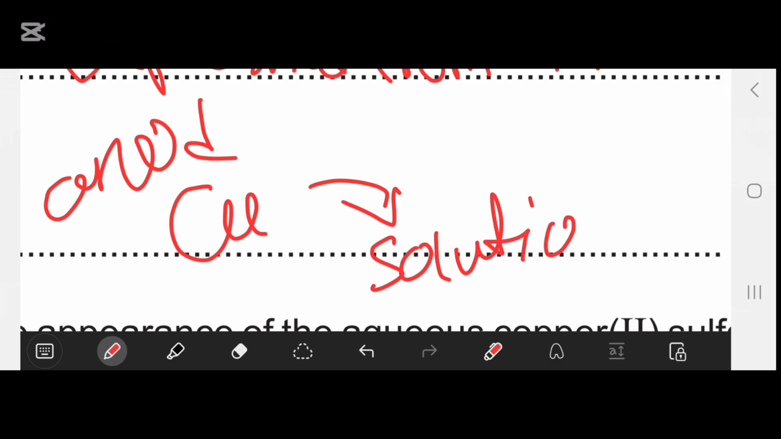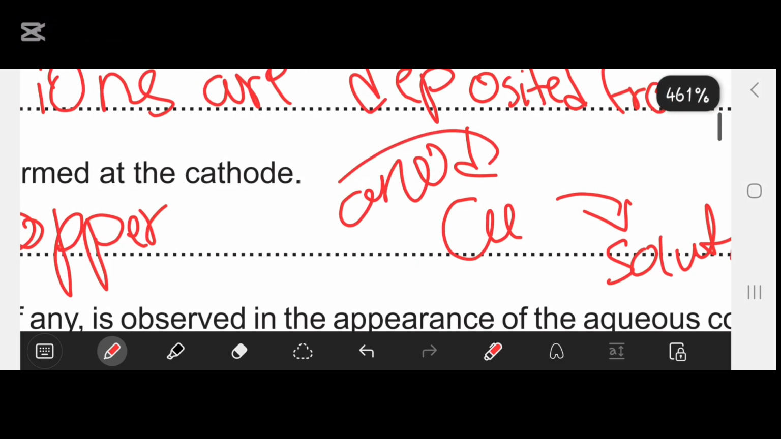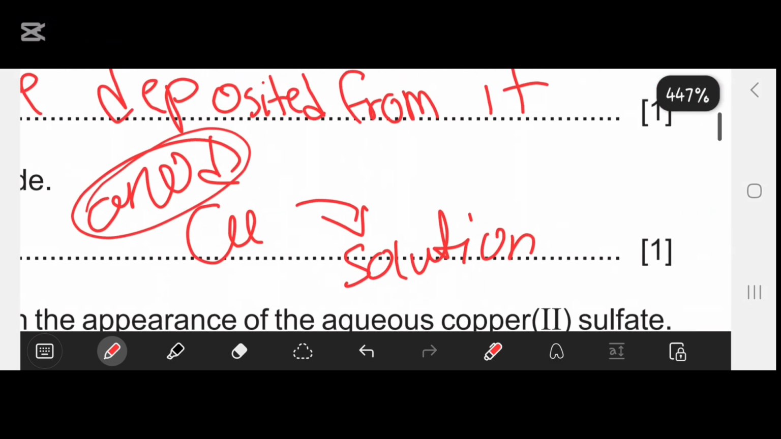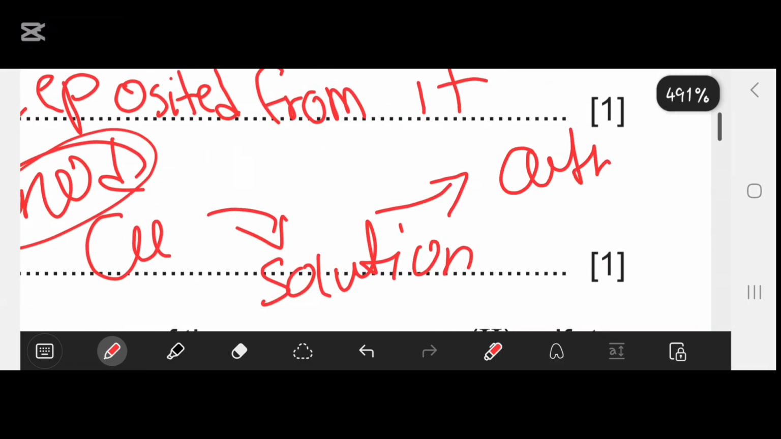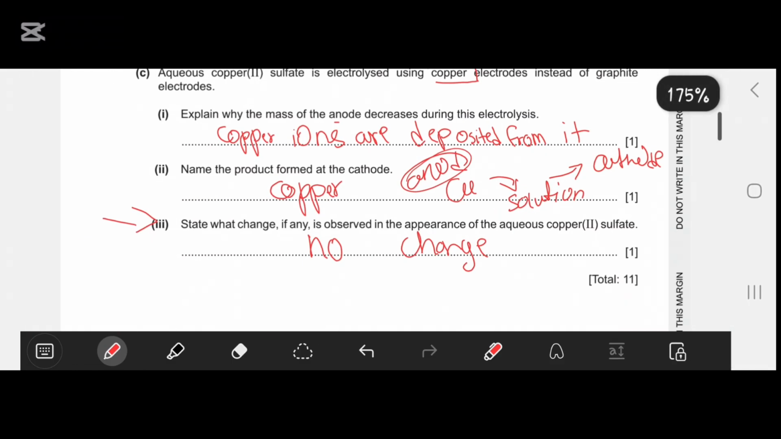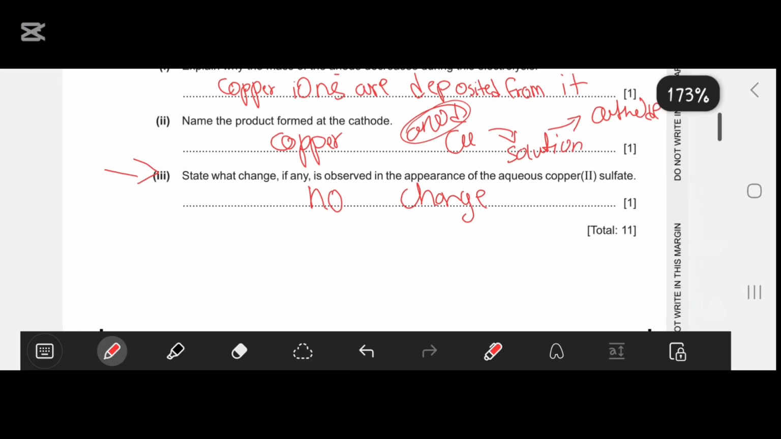So the rate of the ions getting deposited from the anode is the same as the rate of ions getting taken from the cathode. That's why there is no change for the copper solution.